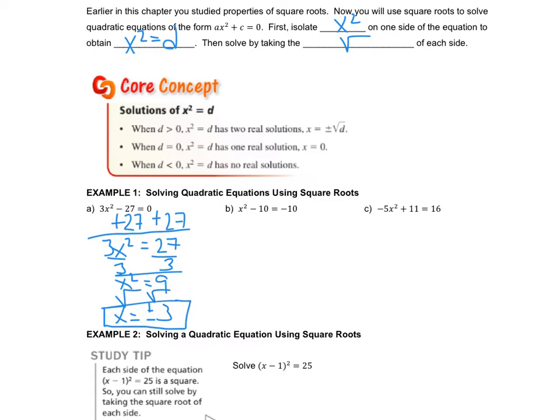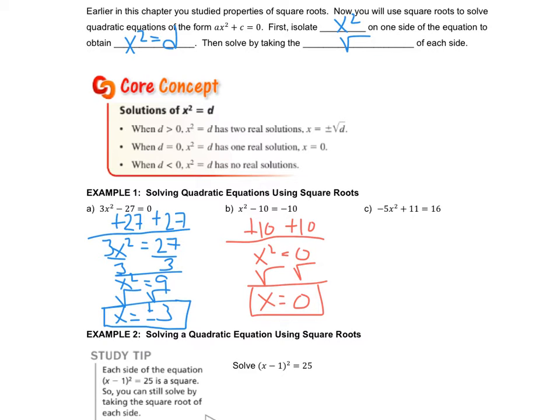Some of us will be really excited that there's no graphing involved here. This was just solving an equation. Looking at the second one, again I need to isolate the x squared. So I'm going to add 10 to both sides. When I add 10 to both sides, I get x squared equals 0. Well, when x squared equals 0, if I take the square root of both sides, there's the x I want. There's only one answer for this one, x equals 0, because there is no such positive and negative 0.